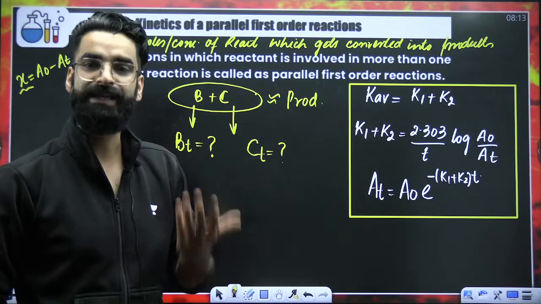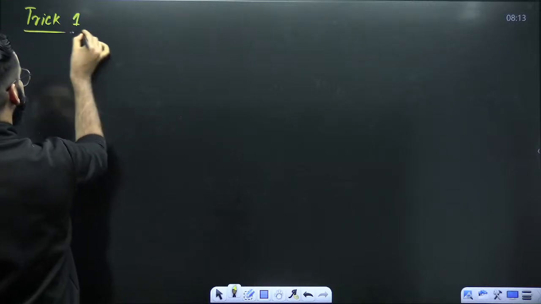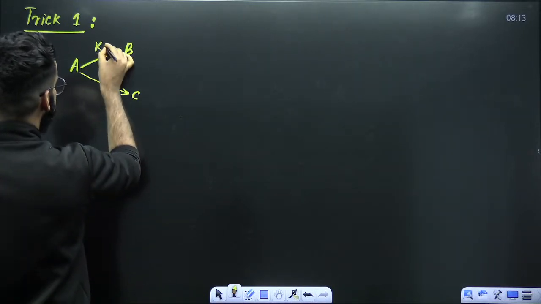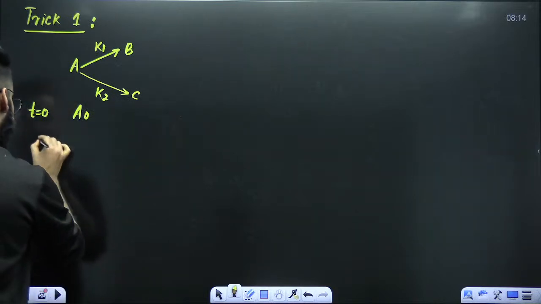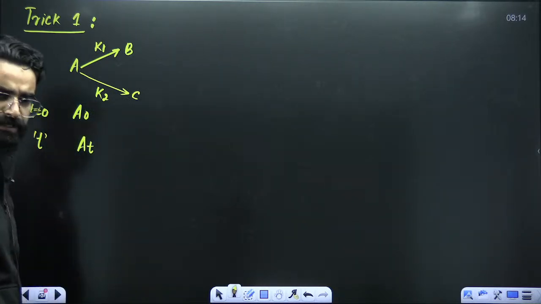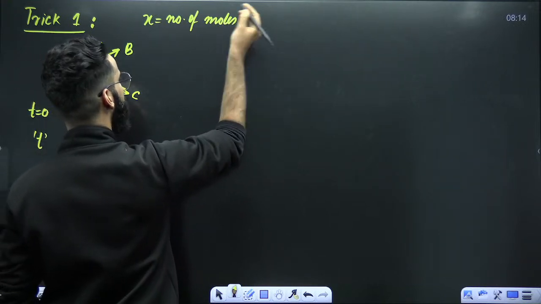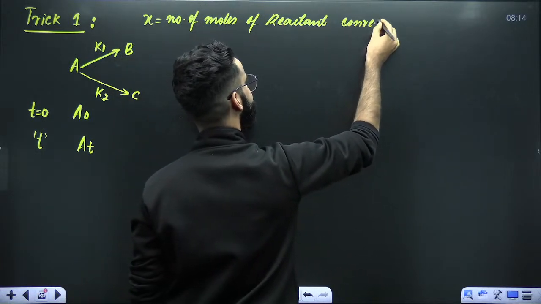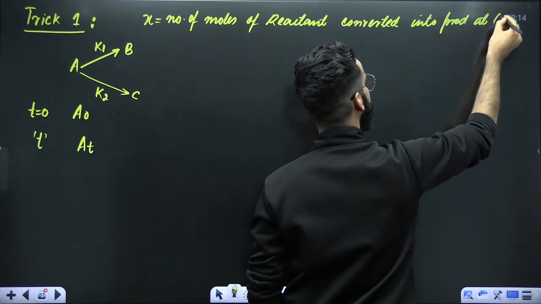I'll be directly giving you one trick for their calculation. Try to understand what exactly I'm going to tell you. See guys, trick number one. For example, you have got a reaction like this: A gives B and at the same time A gives C. Its rate constants are K1 and K2. At time t equal to 0, the initial moles of reactant are A naught. At time t, the moles of reactant left are A t. I'm defining a term x. x represents the number of moles or concentration of reactant converted into products at time t.